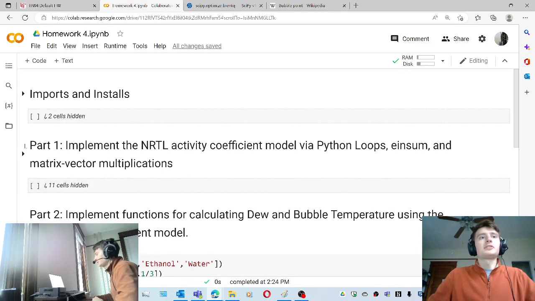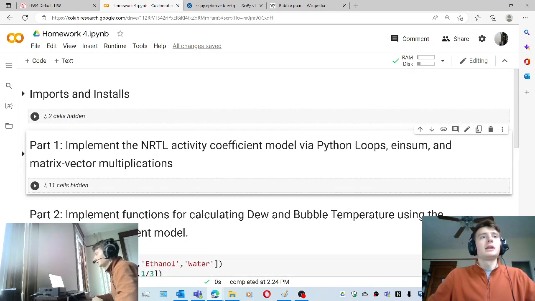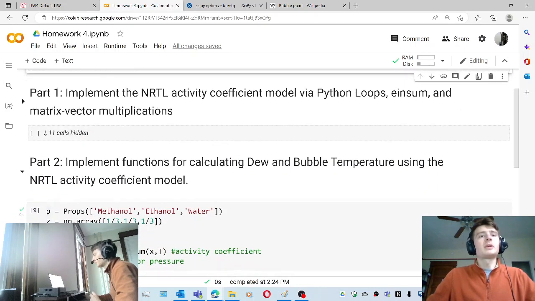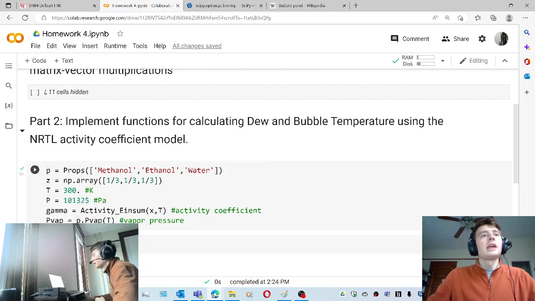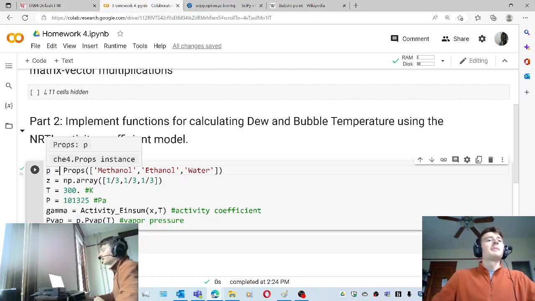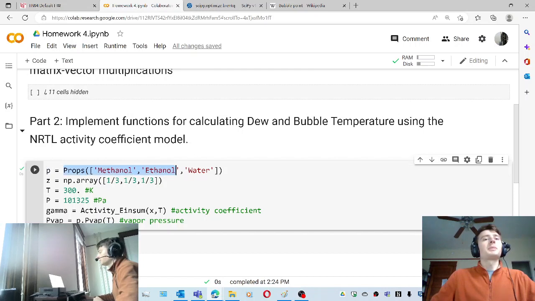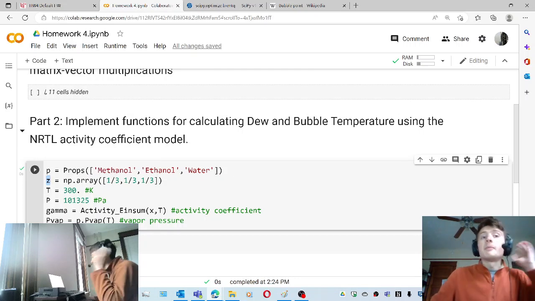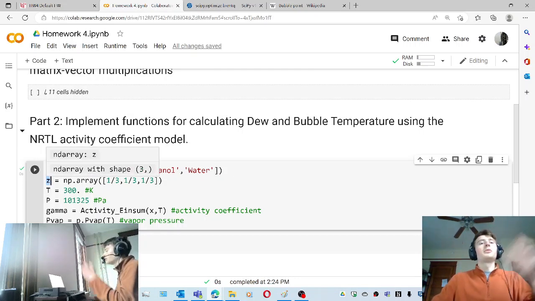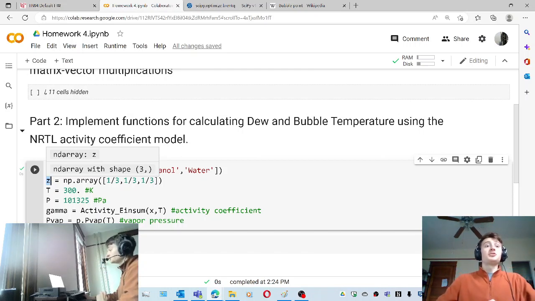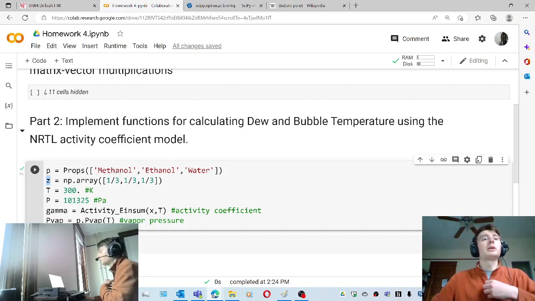I made a little chapter for everything I did in part 1, and I still have the imports and installs. I cleared my run and reran everything. I have a few things to begin with so I'm not having to type this all out. Similarly to before, P is just these properties. Z is my feed condition, so it could be liquid or gas. I'm going to use Z for both X or Y, depending on whether I'm solving for a gas system's dew point or a liquid system's bubble point.